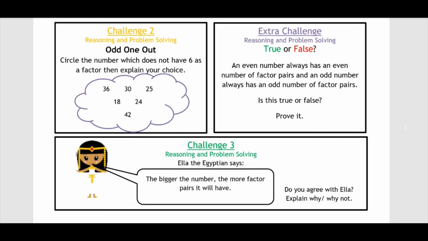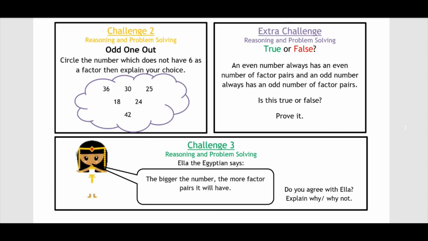Here are your reasoning and problem solving challenges. Tomorrow I will show you the answer, but I want you to have a go at these, and then in the next video we'll go over the answers and really effective ways that you could solve them. So challenge number 2, reasoning and problem solving. Can you find the odd one out? So circle the number which does not have 6 as a factor. Then explain your choice.